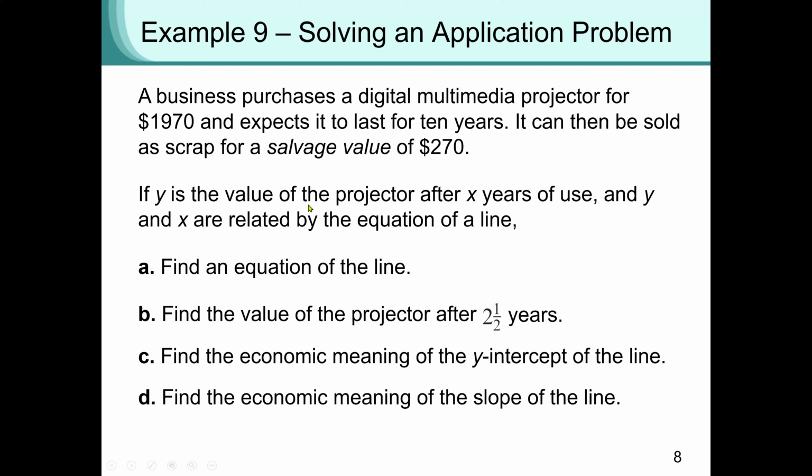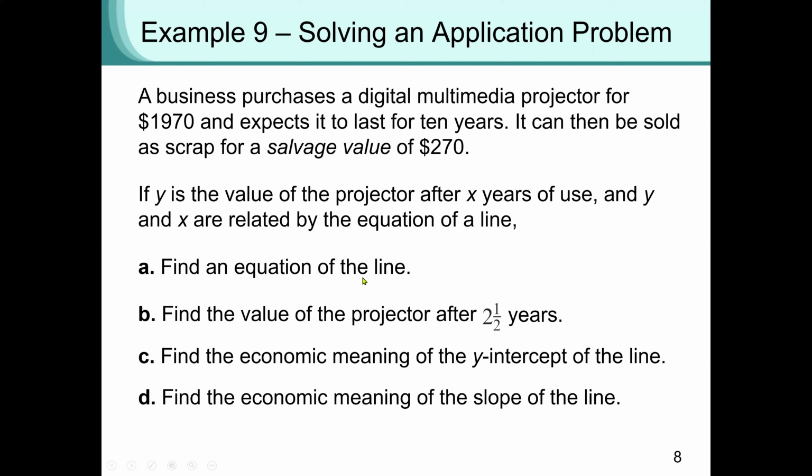Now, if Y is the value of the projector after X years, so our time will be X, Y and X are related by the equation of a line, because again, the number of years will determine the price of the projector. As the years increase, the price of the projector goes down. So this will be a decreasing relationship, which means our slope value will be negative.